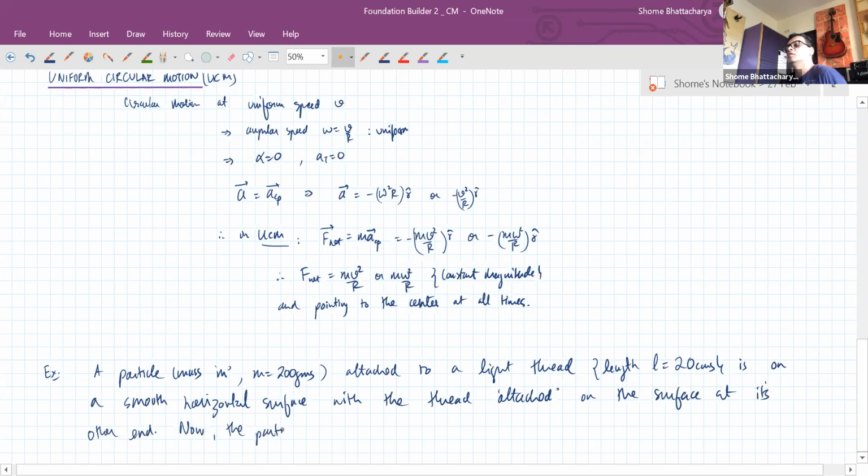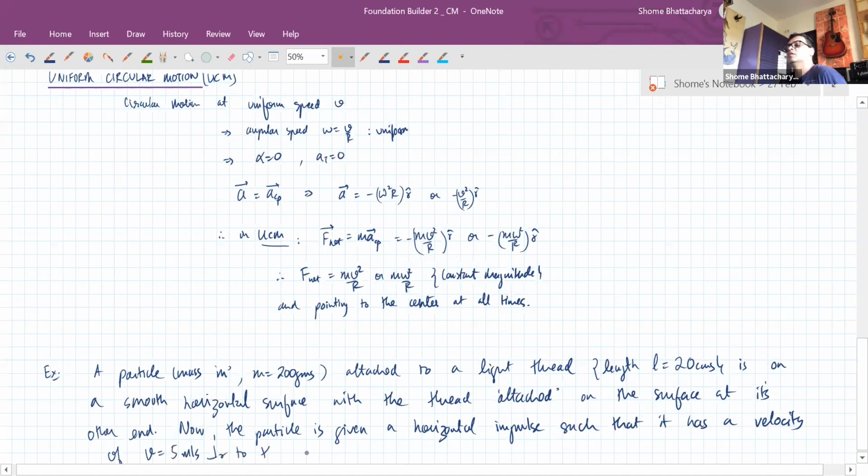Now the particle is given a horizontal impulse such that it has a velocity of v equal to 5 meters per second perpendicular to the thread.